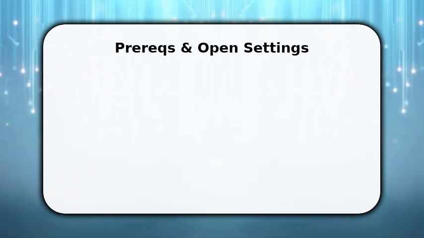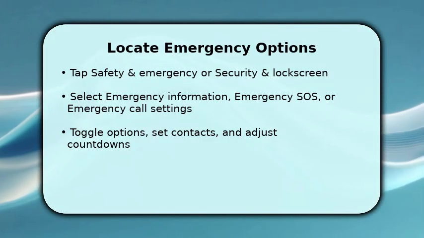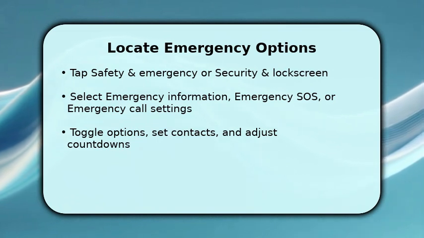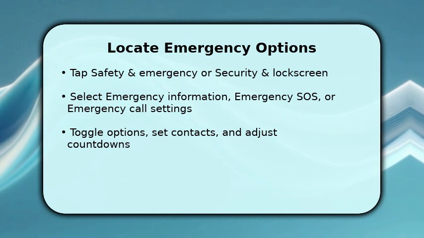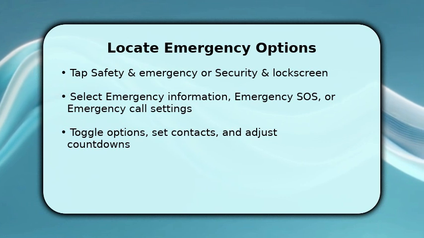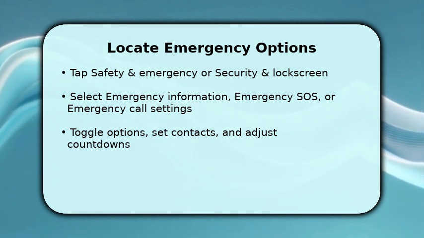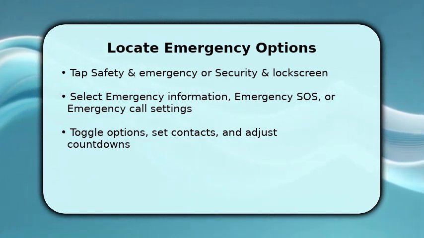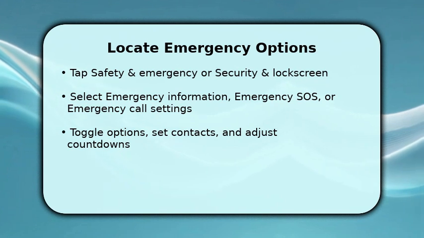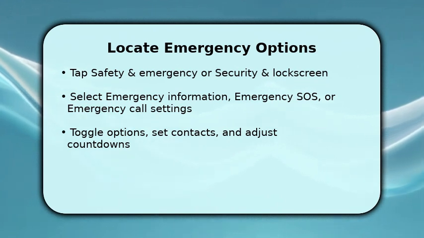Once in the correct menu, scroll to Emergency Information and Emergency SOS Settings. You'll see multiple toggles. You want to enable or disable auto call on lock screen and set the emergency shortcut method. Press the power button 5 times or hold power plus volume, depending on your build. Make sure to add trusted contacts and review medical info so first responders have essentials. If there's a countdown delay option, set it to your comfort level.